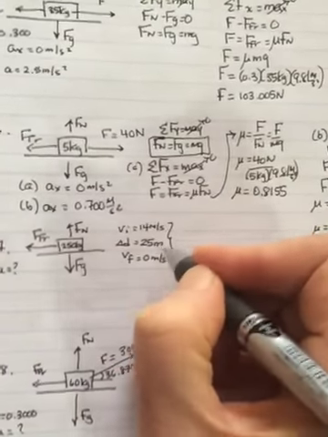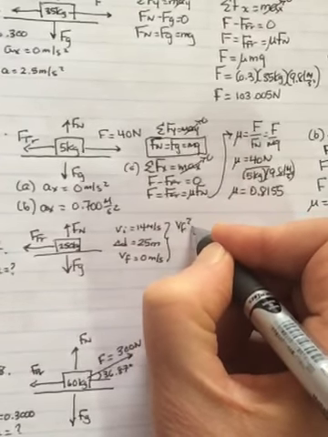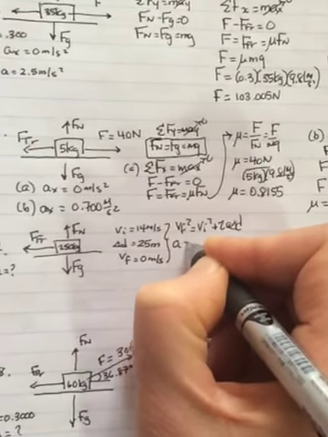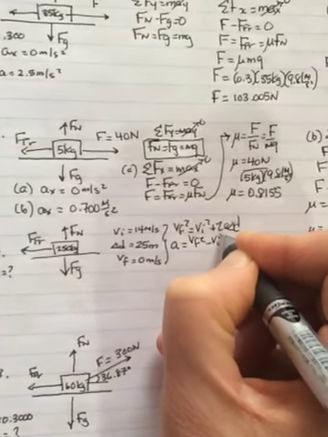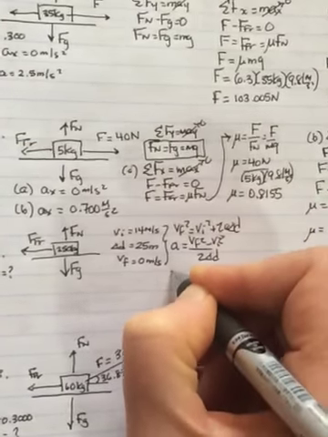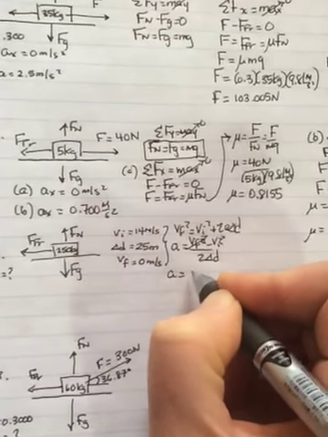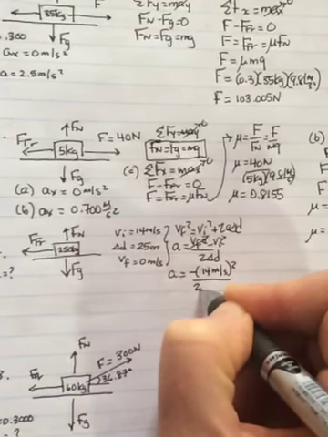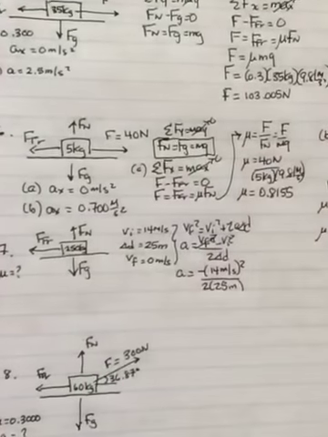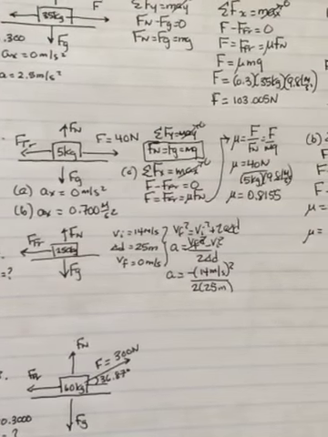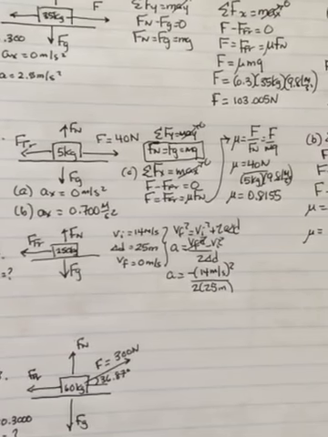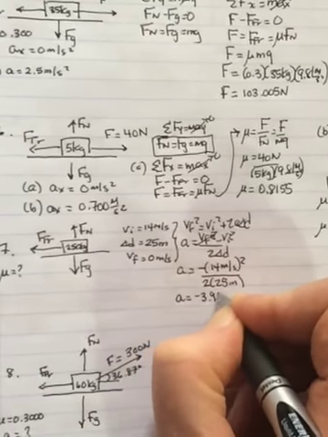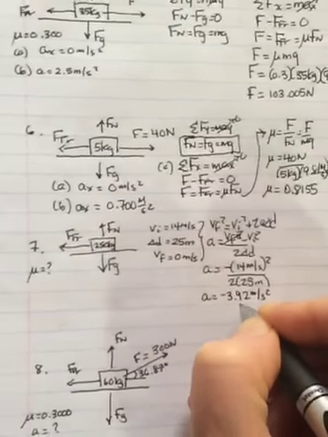From this we can find our acceleration. So again we would use Vf squared equals Vi squared plus 2a delta d. And so a would be equal to Vf squared minus Vi squared over 2 delta d. Vf goes to 0, you're stopping, so it'll be 0 minus 14 meters per second, and that gets squared, over 2 times 25 meters. 14 squared is 196 divided by 50. And so it's going to be very close to 4, 3.92, and it's going to be negative meters per second squared. Okay, so that's our acceleration.